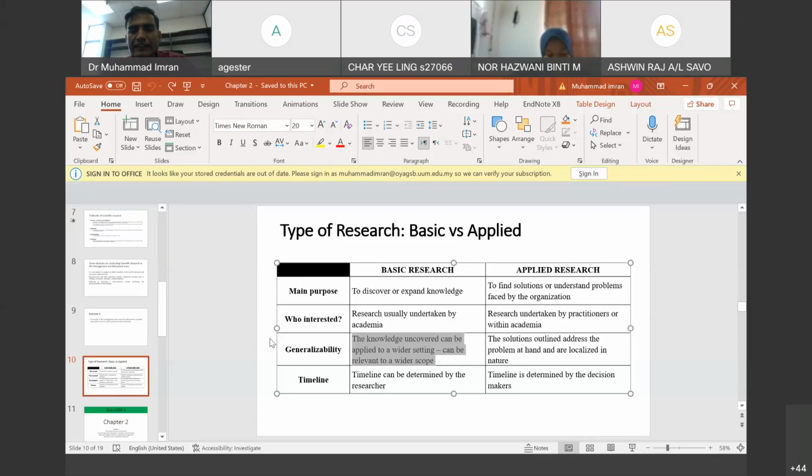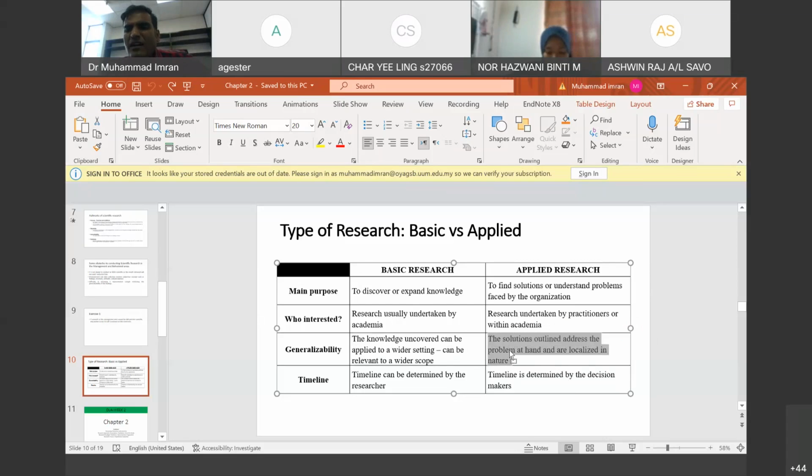The knowledge uncovered can be applied to a wider setting, can be relevant to the wider scope. Our knowledge can be for everyone. Like us, we also read American books here. They are also reading our books. And the other thing is applied research: the solution outlined addresses the problem at hand and is localized.